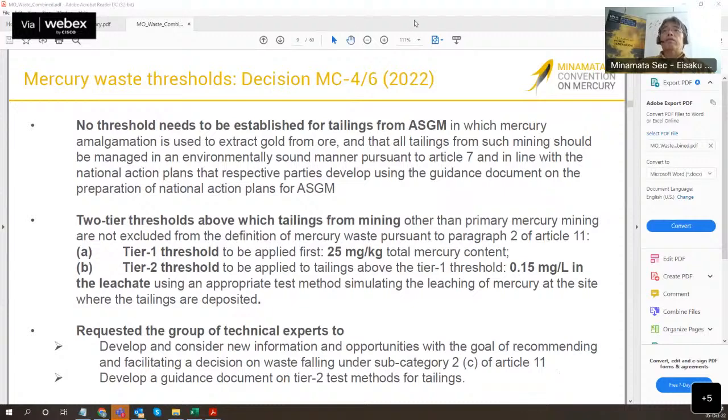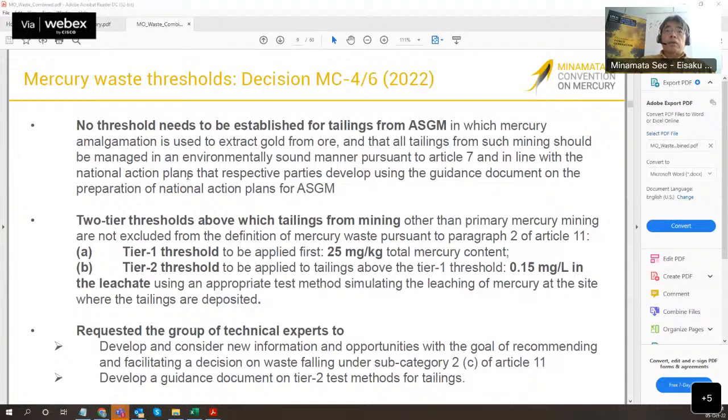Then at COP4 in 2022, earlier this year in March, the COP agreed that we don't need any thresholds for the tailings from the artisanal and small-scale gold mining in which mercury is used. And these tailings should be managed in an environmentally sound manner pursuant to Article 7, which is about ASGM.